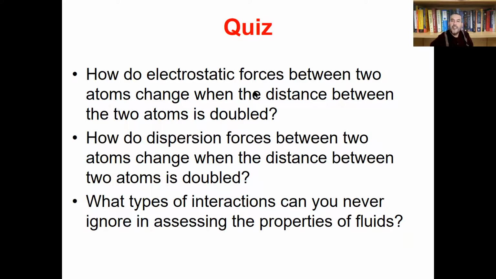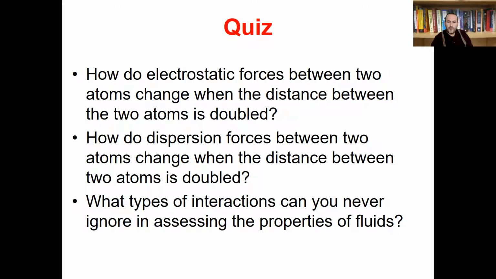All right, hi again. We can just quickly answer these questions and resume our class. How do electrostatic forces between two atoms change when the distance between the two atoms is doubled? Well, remember the force decays by 1/r², right? So if the distance is doubled, then the force decreases by 4, right?